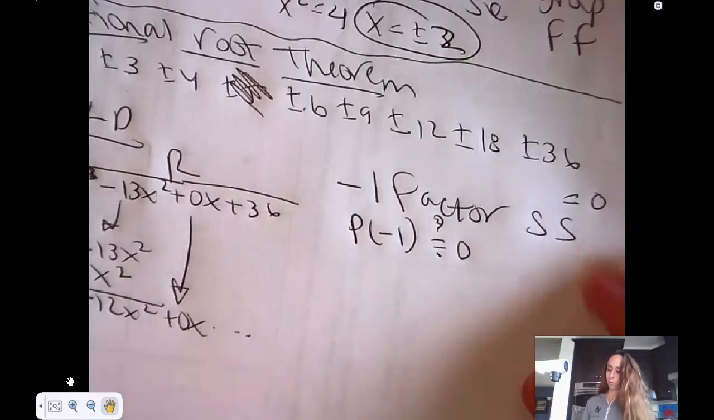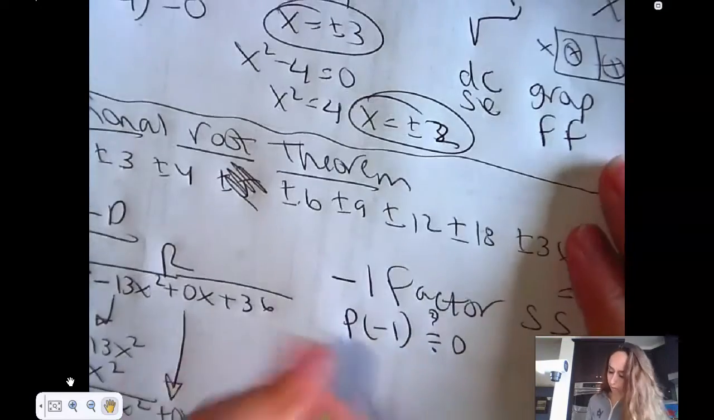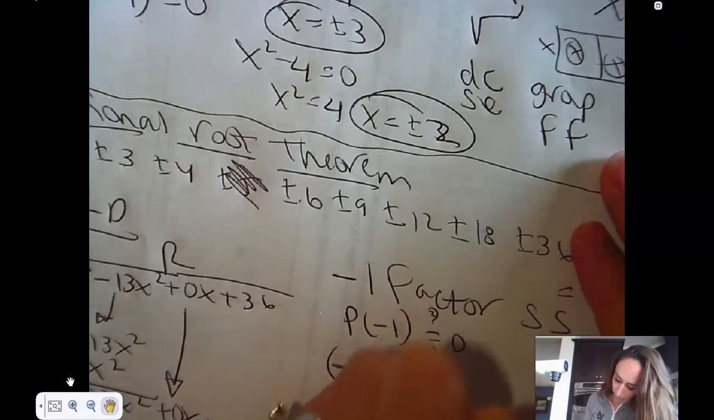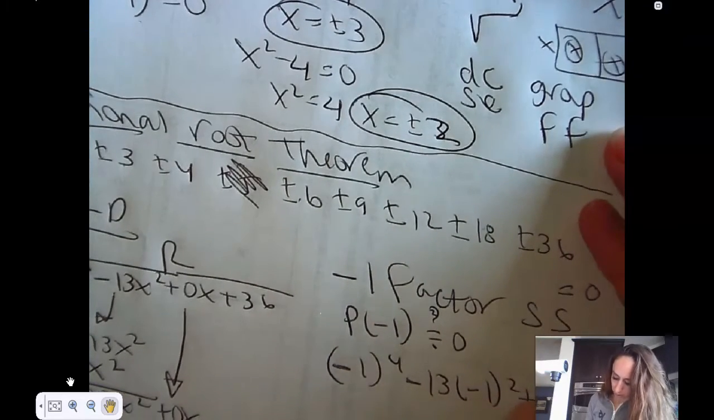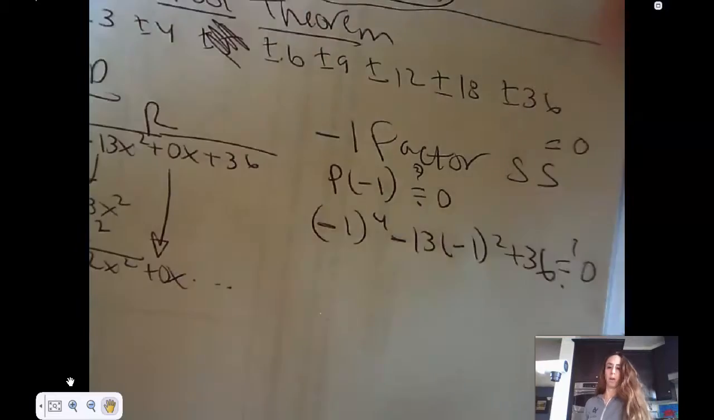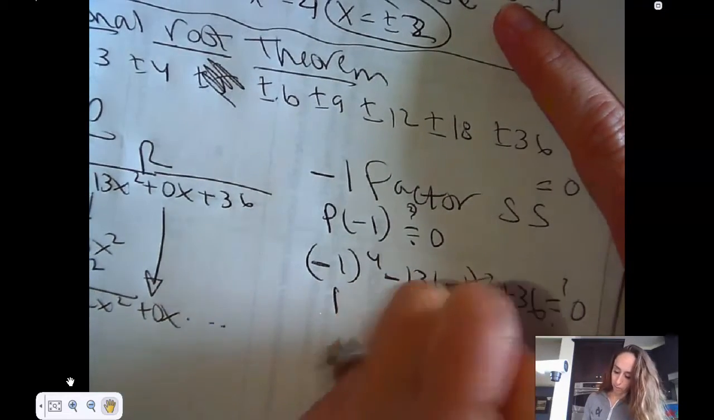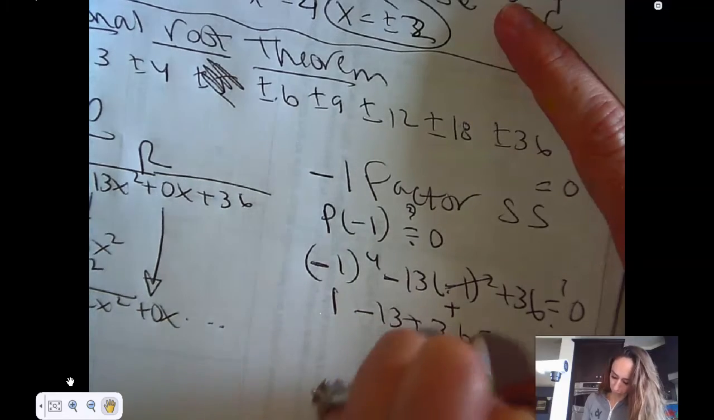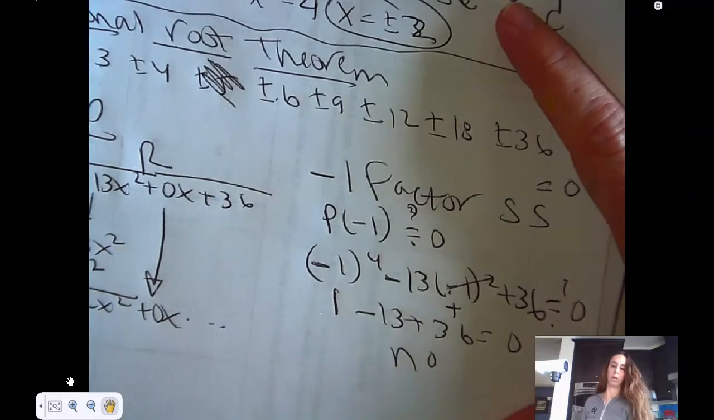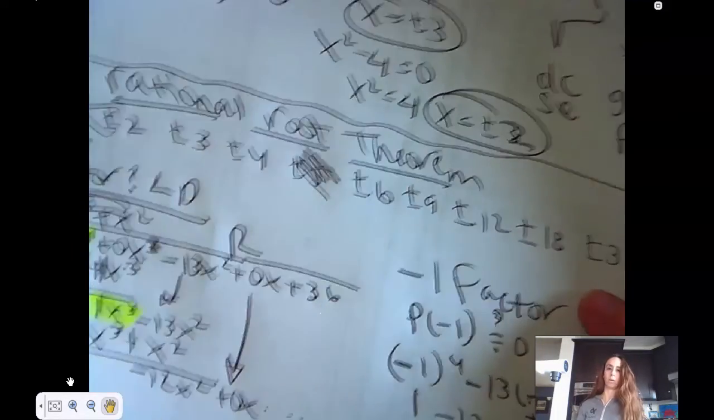Okay? So I'm going to take negative 1, and I'm going to plug it back into my original. So I'm going to go negative 1 to the 4th minus 13 times negative 1 squared plus 36, and it should equal 0. Okay? When you take a negative to an even power, it's positive. This is positive times that is negative. No, it doesn't work. So then I can try positive 2 and negative 2 and all that stuff. But all I know for sure now is that positive 1 and negative 1 don't work.